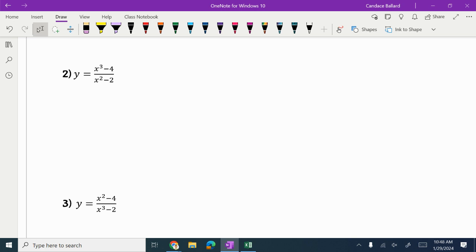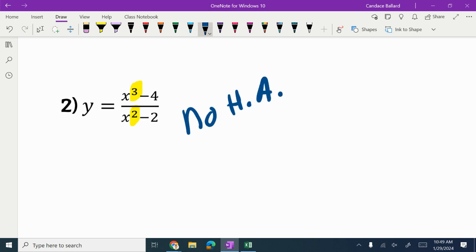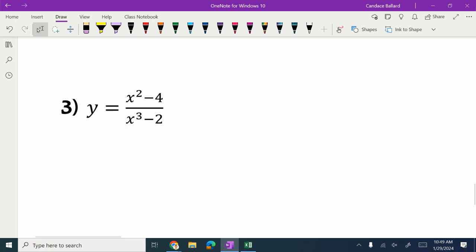Number 2. What's the highest exponent in the numerator? 3. What's the highest exponent in the denominator? 2. Which one's bigger? The numerator. So if the numerator is bigger, do I have a horizontal asymptote? No. No horizontal asymptote. All right, last one. See, quick today. I told you 5 minutes.